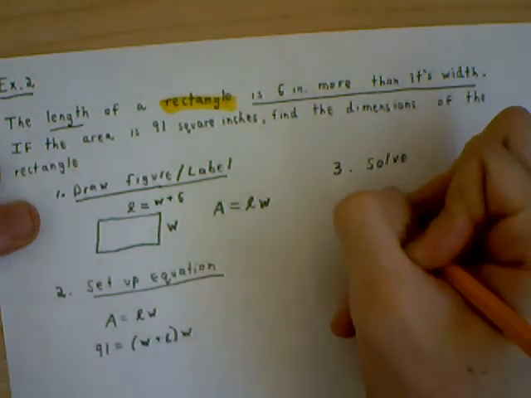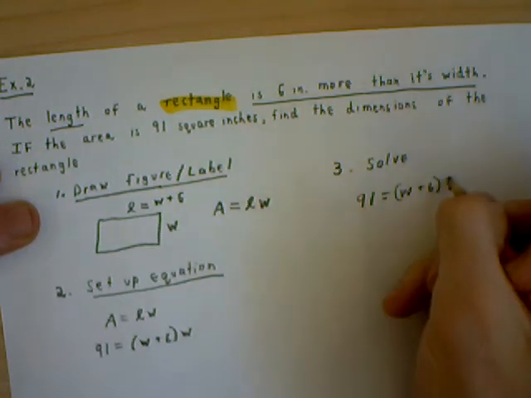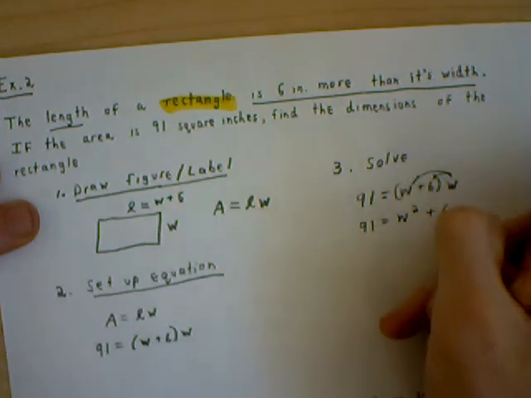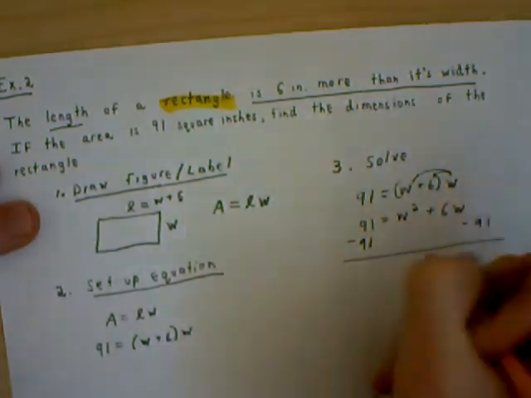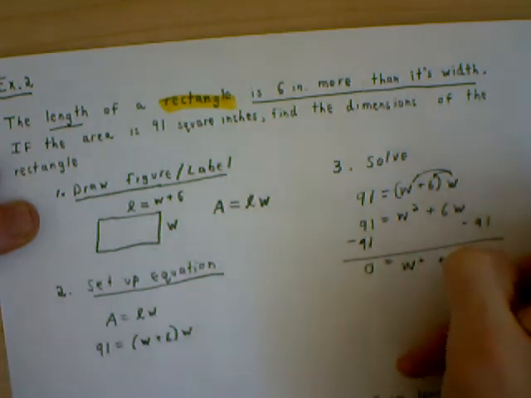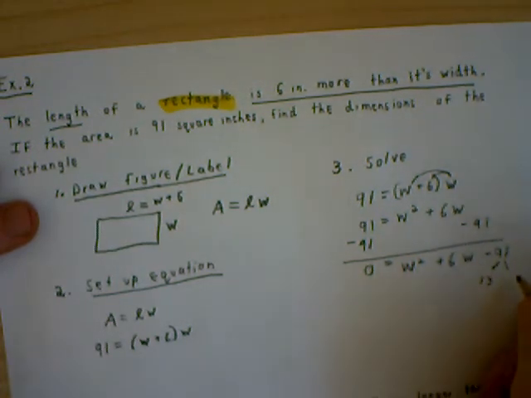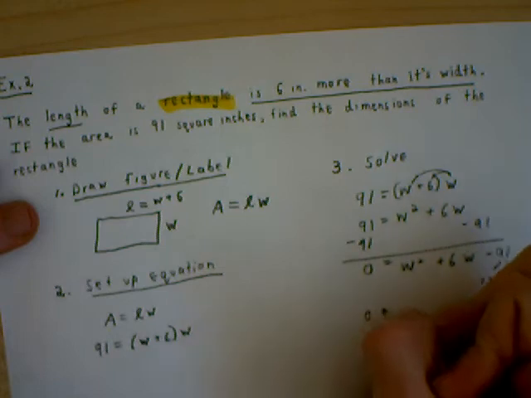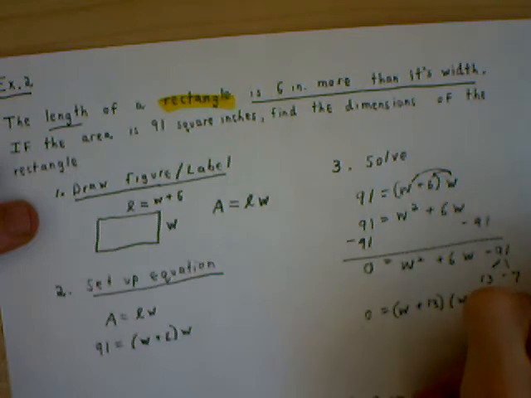When we solve, we'll have 91 equals the quantity W plus 6 times W. Distribute the W in. 91 equals W squared plus 6W. This is a quadratic equation, so let's get 0 on one side. 0 equals W squared plus 6W minus 91. Let's just solve it by factoring. The factors of negative 91 that add up to 6 are 13 and negative 7. So we'll factor: 0 equals the quantity W plus 13 times the quantity W minus 7.